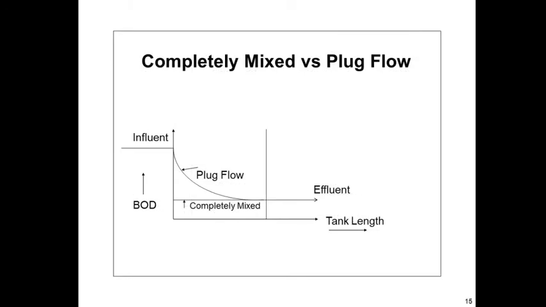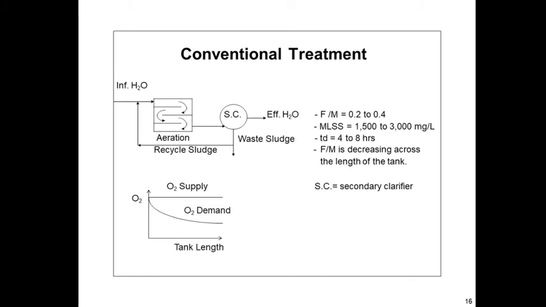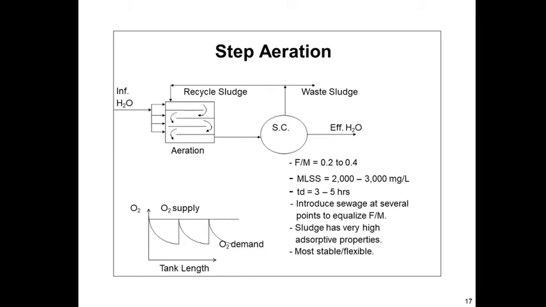this was the first, complete mix versus plug flow. So you can see this is the BOD and tank length, conventional treatment, step variation. So these are some modifications of the activated sludge process. The main limitations of the conventional activated sludge process are what? The higher aeration tank volume requirement and lack of operational stability. So to overcome such difficulties, some modifications in the conventional activated sludge process have been suggested.